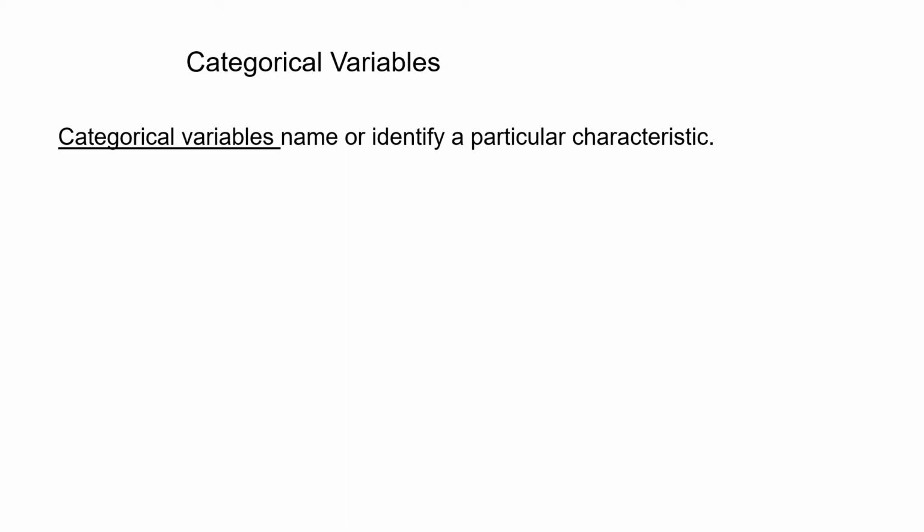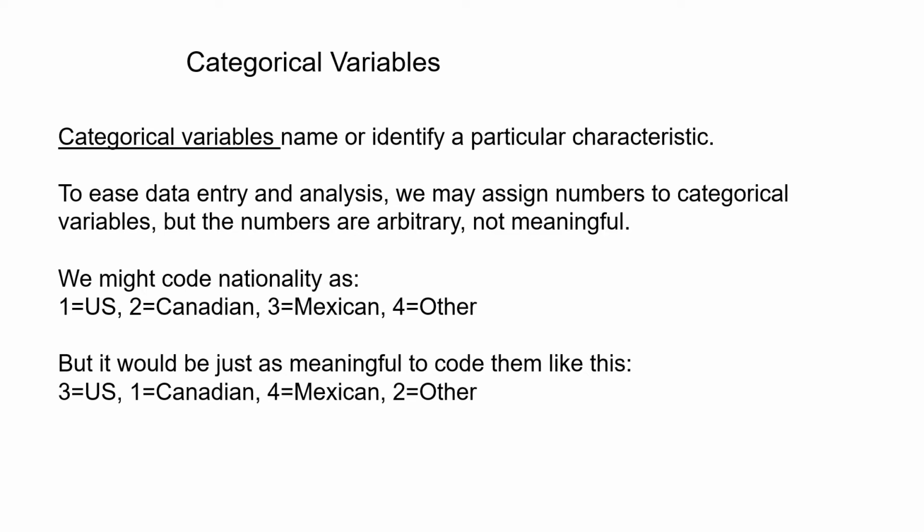Okay, on the previous slide, I was talking about qualitative variables, and I was also using the word categorical variable there. Let's actually look at categorical variables. A categorical variable is going to be a name or identifier of a particular characteristic. A categorical variable isn't going to look at how much, it's just a name. Some examples might be nationality. You've got these names here for different nationalities.